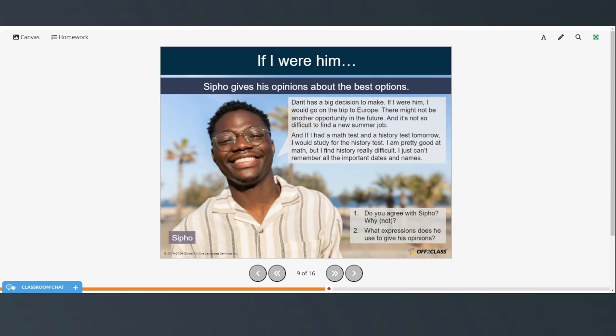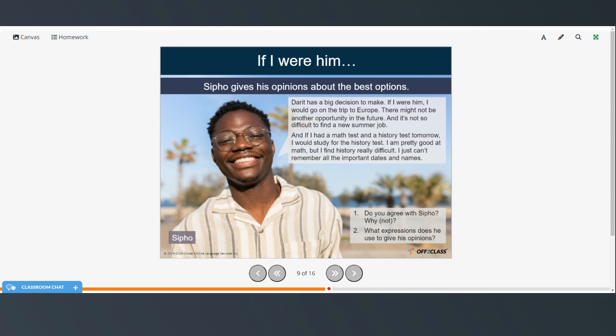Sifo gives his opinions about the best decisions. Darrett has a big decision to make. If I were him, I would go on the trip to Europe. There might not be another opportunity in the future, and it's not so difficult to find a new summer job. And if I had a math test and a history test tomorrow, I would study for the history test. I am pretty good at math, but I find history really difficult. I just can't remember all the important dates and names.